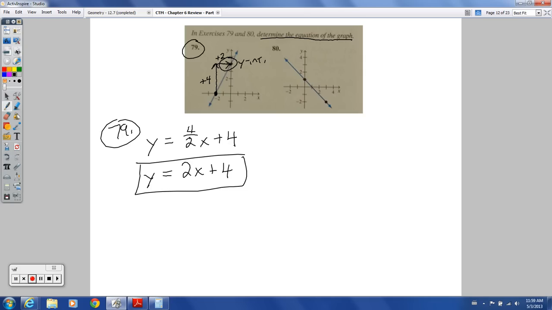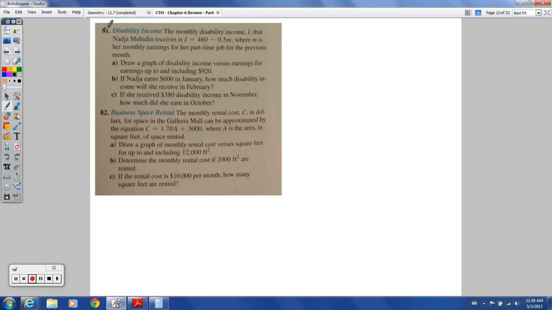Number 80, you can try that one. Just like with the other ones we're not doing here, you should know how to do them. 81. We've got disability income here. The monthly disability income, I, that Naja Muhyiddin receives, yeah, I think that's a capital I, is I equals 460 minus 0.5 M, where M is her monthly earnings for her part-time job for the previous month.